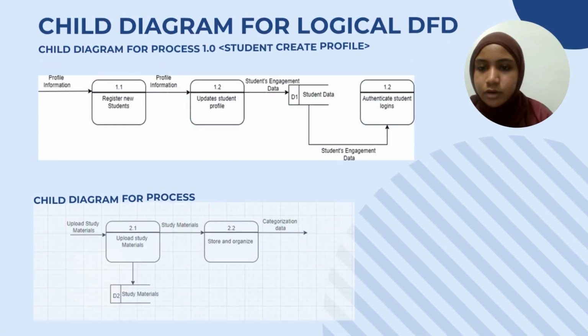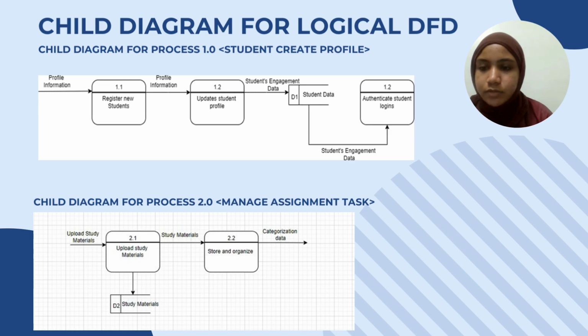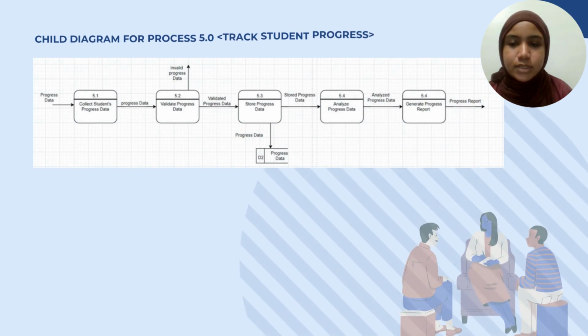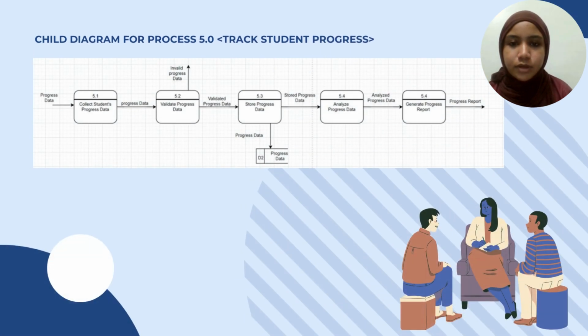These are the child diagrams for the logical DFD. The first one is the child diagram for process 1, which is student create profile. The second one is for process 2, manage assignment tasks. So this is the child diagram for process 5, which is track student progress.